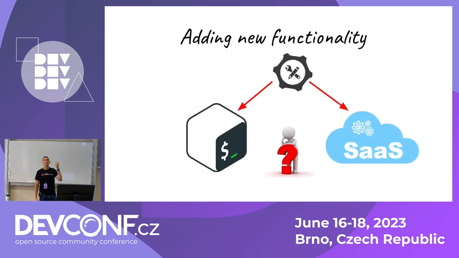Let's consider that we want to add a new functionality to our product. In our case, I'll take the functionality of, as I shared with you before, users have to configure a few things in their cloud environment for us to continue the installation. So we wanted to automate it for the users. So should we add it to the service or should we add it to the CLI?